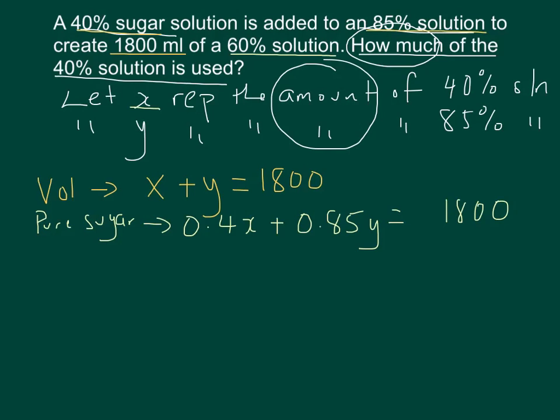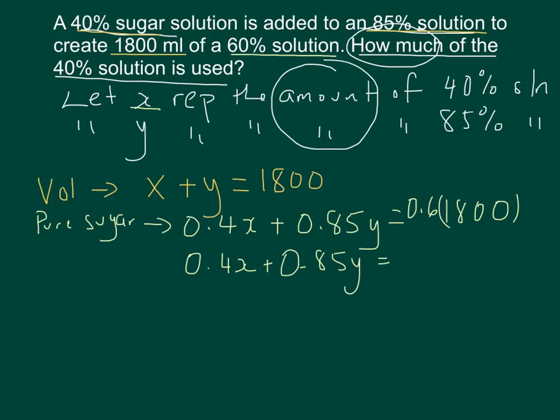the total, which we already know is going to be 180. But in order to find the total amount of actual sugar, we have to multiply by 0.6. So now I almost have my two equations, because in the end I'm just going to simplify this to 0.4x plus 0.85y is equal to 108, because that's what 0.6 times 180 is.